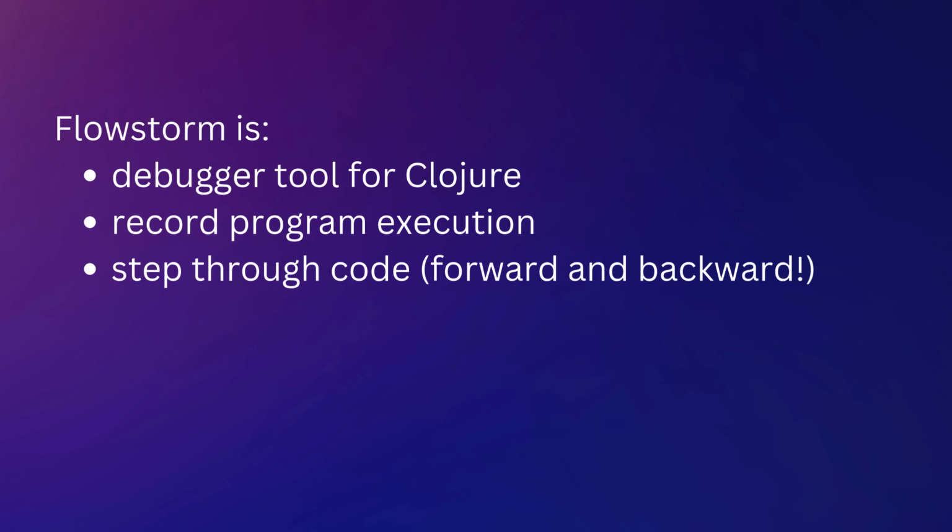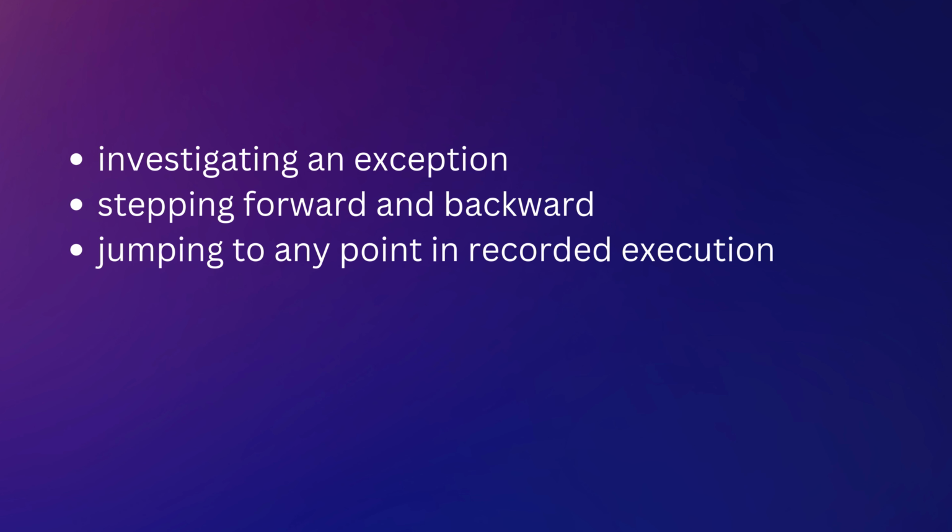FlowStorm is a debugger tool for Clojure that lets you record your program's execution and then step through the code forward and backward so that you can inspect the return values. This is extremely useful in helping you be able to understand your code. In this video, I'm going to demonstrate 3 main uses: investigating an exception, stepping forward and backward, and jumping to any point in the recorded execution.